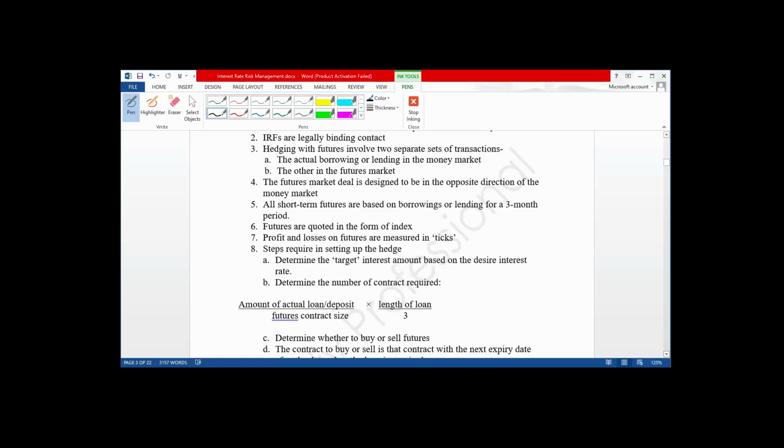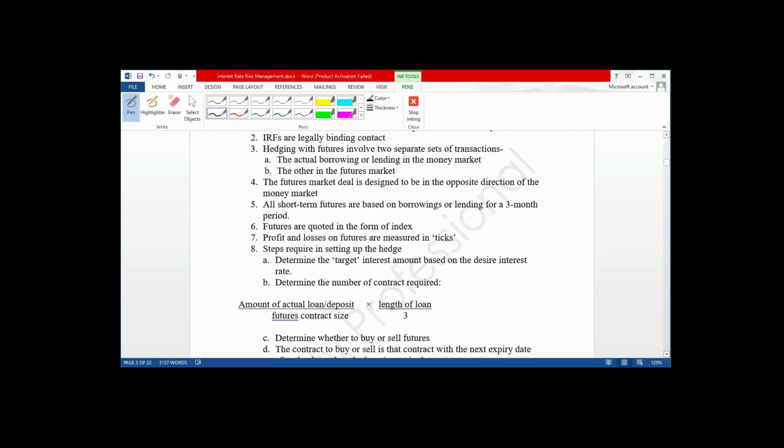Now, what are the steps? If you are to hedge, you have about 5 steps. Determine the target interest amount, your target interest outcome, based on the desired interest rate.